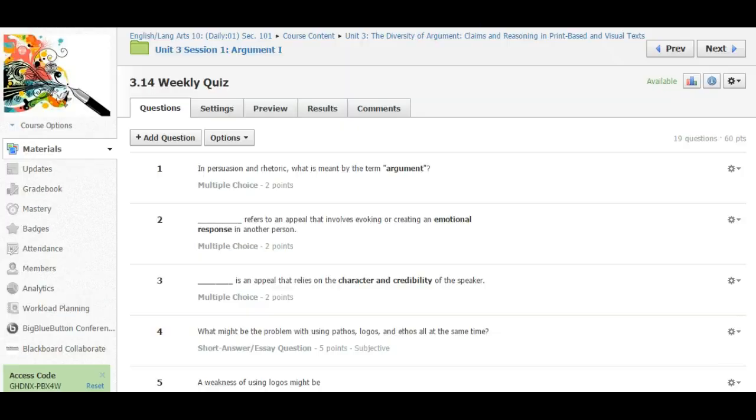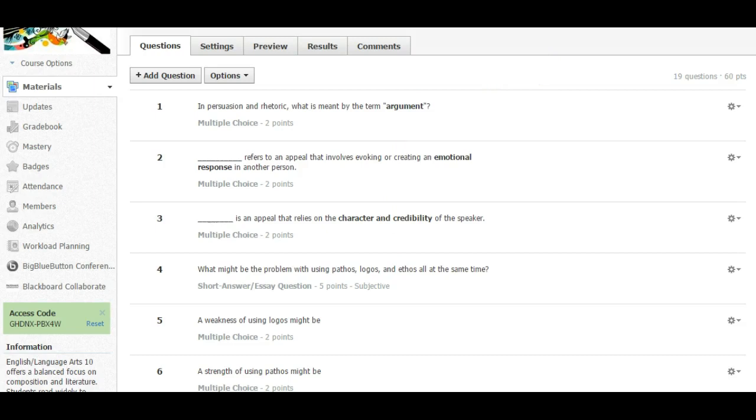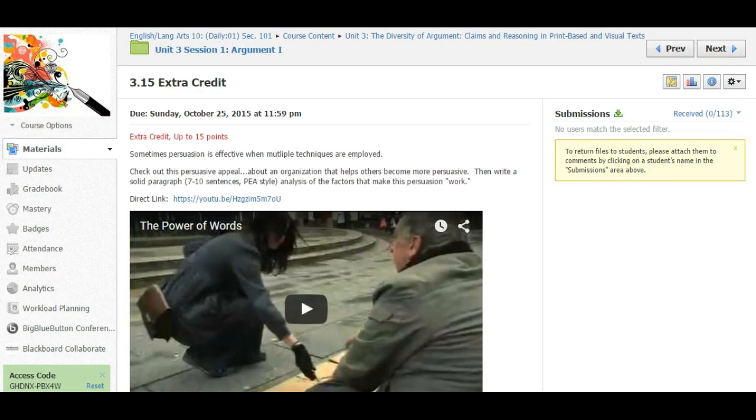And then lastly, you'll have a weekly quiz that you will get to measure your knowledge of this unit. It's a 60-point quiz, so don't blow it off. It's something you can take twice, and if you are open to taking the quiz at the beginning as a pre-test, I think that could be very valuable for you and for me as well.